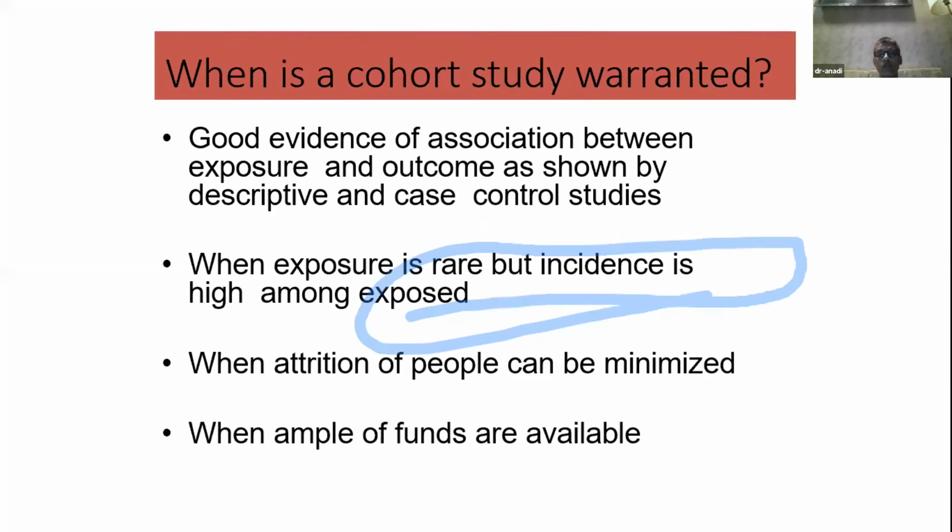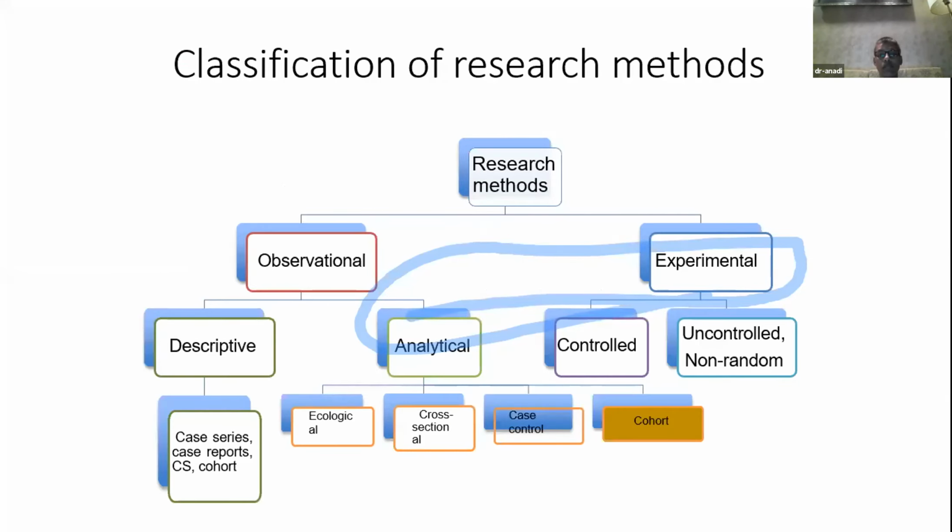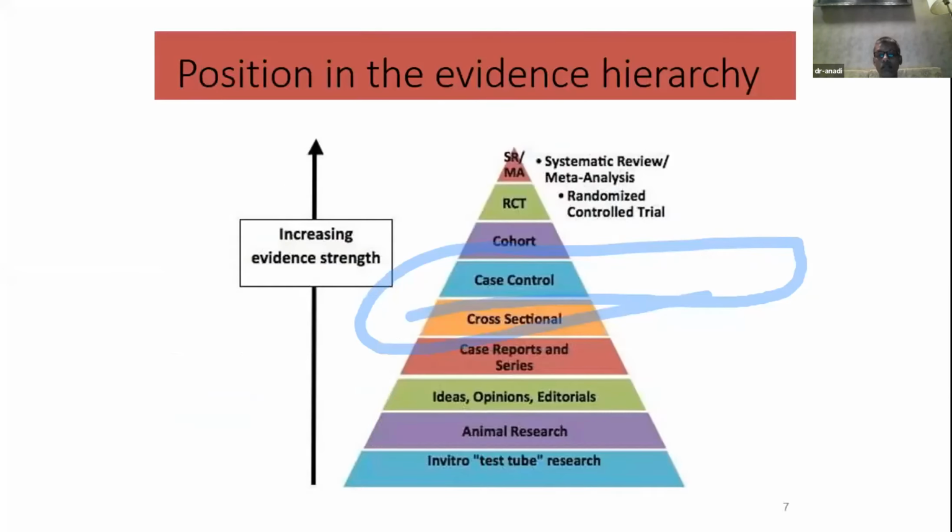When is a cohort study warranted? When there is good evidence of an association between exposure and outcome, as shown by descriptive and case control studies. So you can go for the cohort study. Also when exposure is rare but incidence is high among the exposed, and when attrition of people can be minimized and ample funds are available. Then we can go for a cohort study. It's a time-oriented study, so again the same classification. A cohort study is just below the RCT, the randomized controlled trial. It's a good strength of evidence.